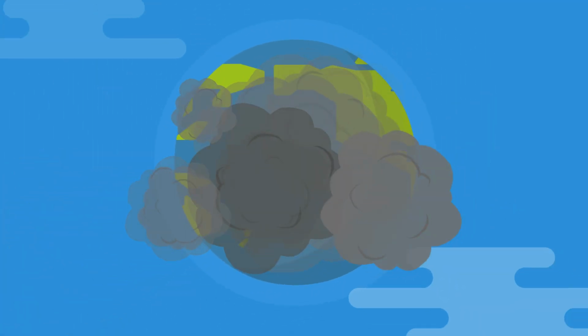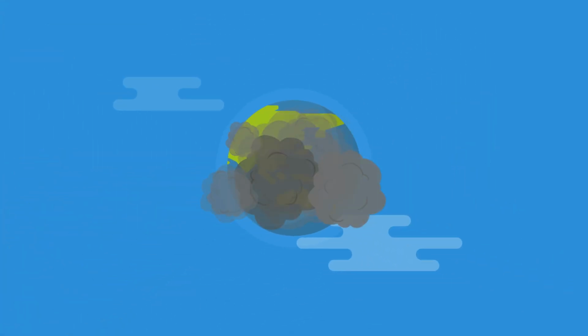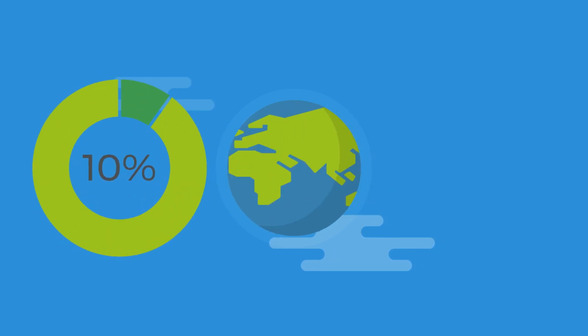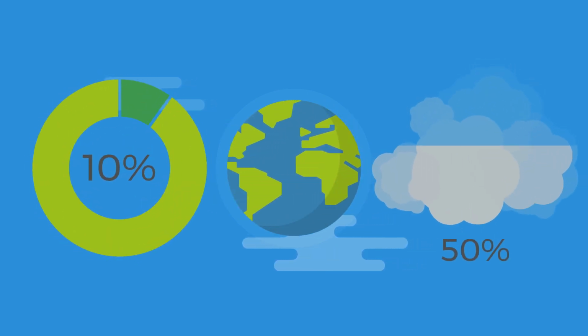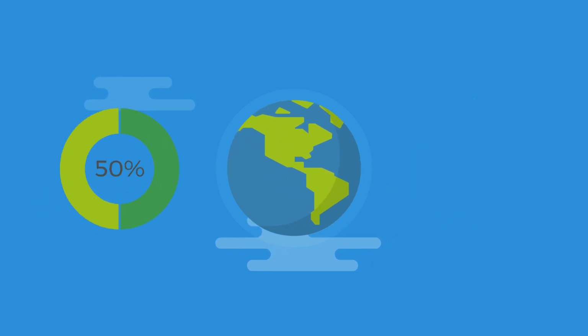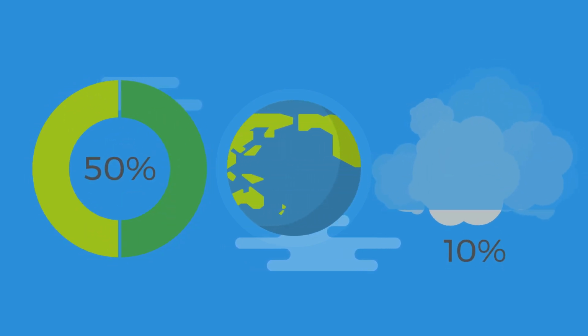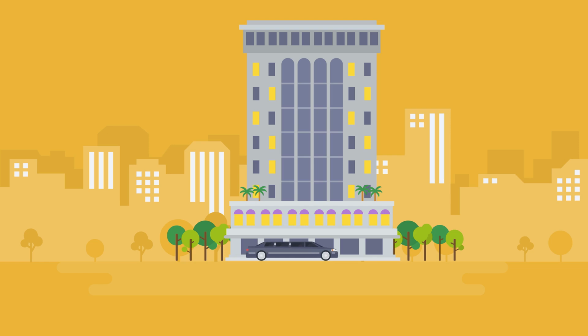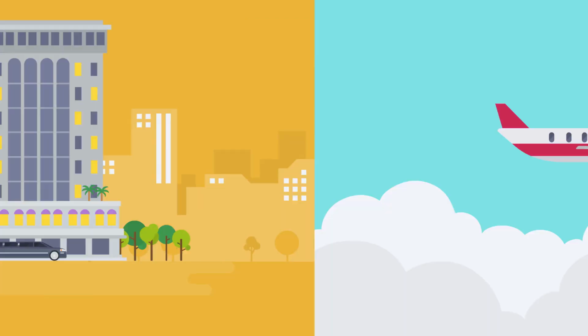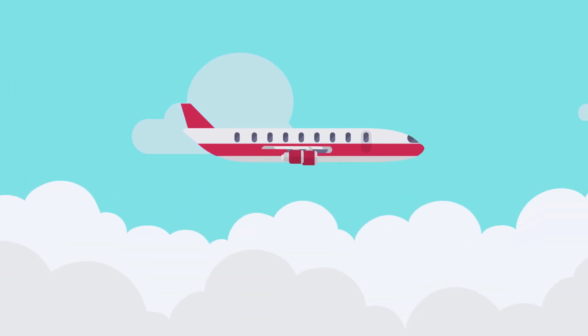On an individual level, wealth is also a good indication of emissions. The top 10% of earners globally are responsible for about half of global emissions, with the poorest 50% producing only 10%. Energy usage and waste production associated with high consumption lifestyles is one of the main drivers of more greenhouse gases in our atmosphere.